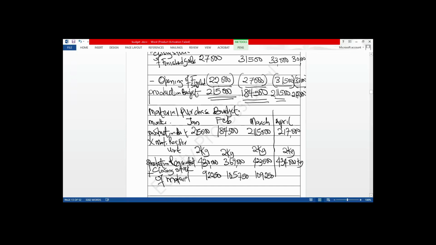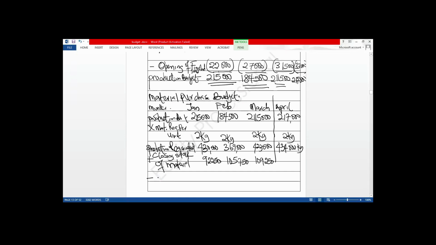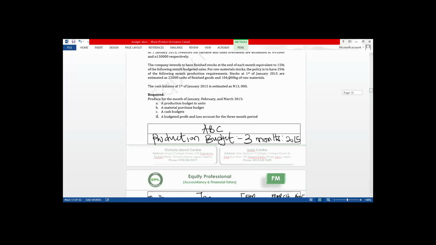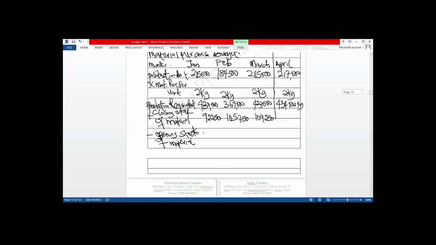Then when you are done, get less, minus opening stock of material. Look at it. Stock at 1st January 2015 are estimated at 22,000 of finished goods and 104,000 kg of raw material. Opening stock in January is 104,000.